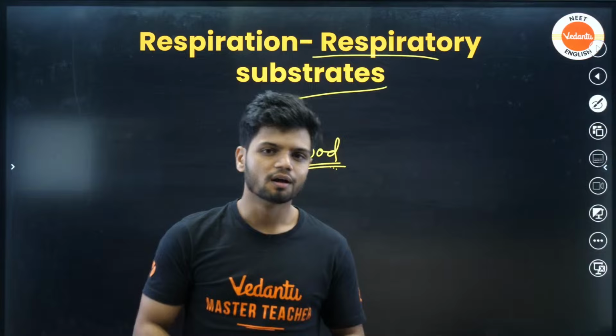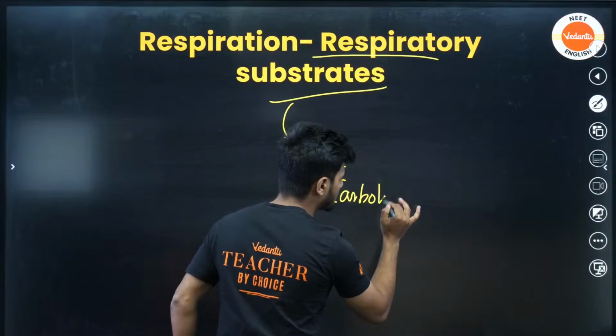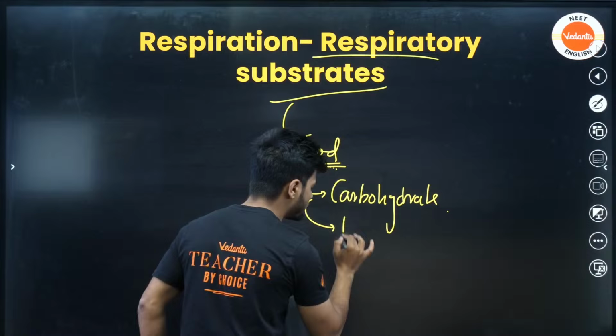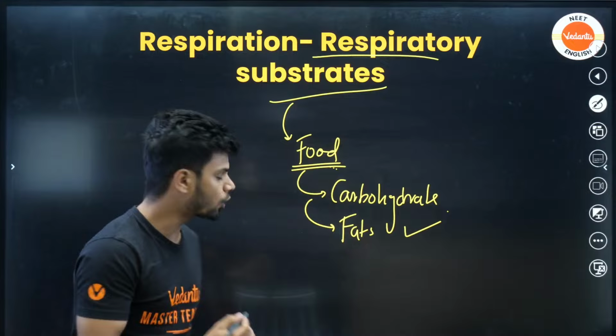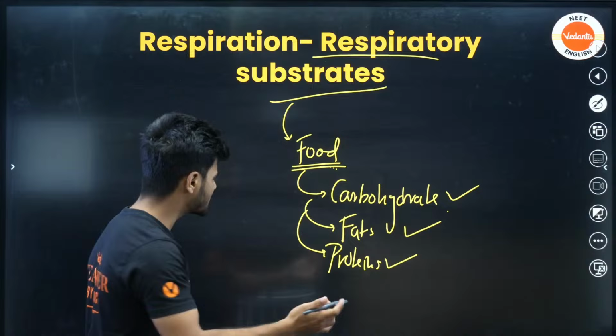For example, among the carbohydrates, the glucose which we take inside our body is a substrate. Glucose, which is a type of carbohydrate, is a respiratory substrate. What about fats? Fats are also respiratory substrates. What about proteins? Proteins are also your respiratory substrates. What about certain organic acids? Yes, there are certain organic acids which can be used as your respiratory substrate.